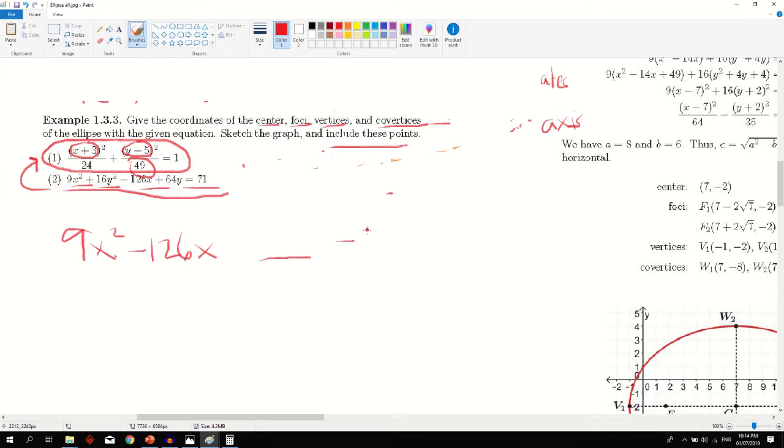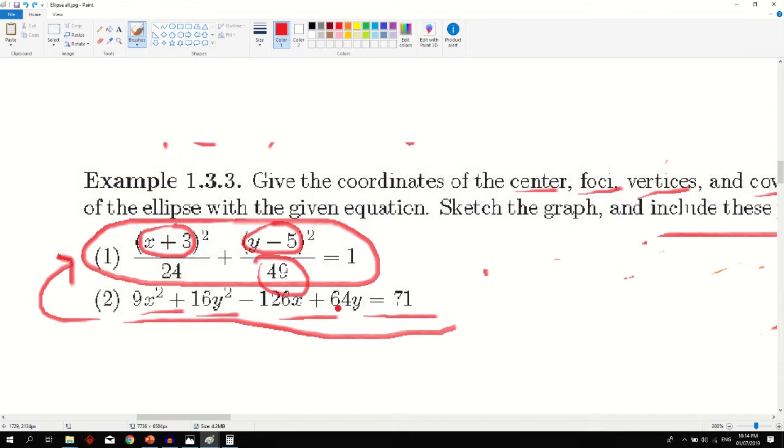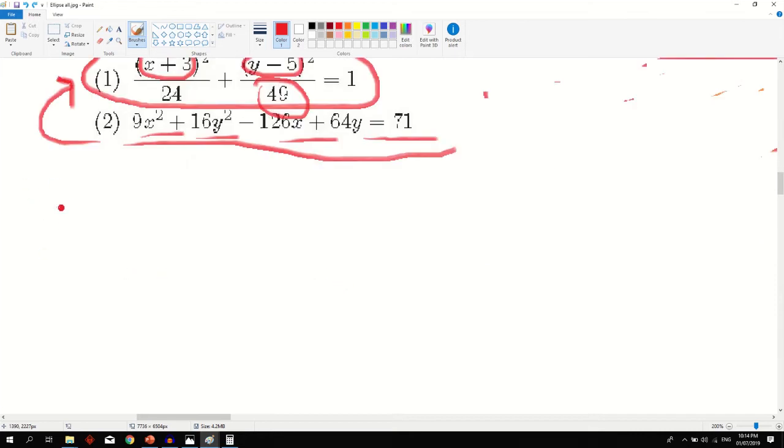Then plus 16y squared plus 64y equals to, so we don't know. So this one, okay, so it's very long, right? So to get rid of that, just like that. Okay, smaller one.